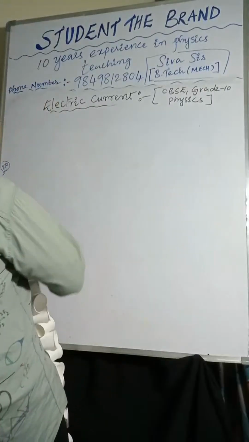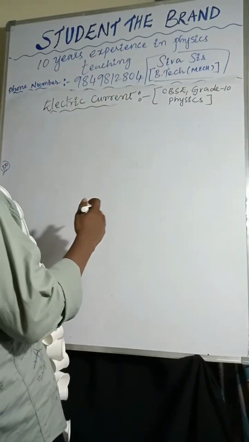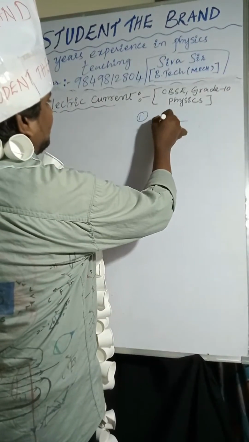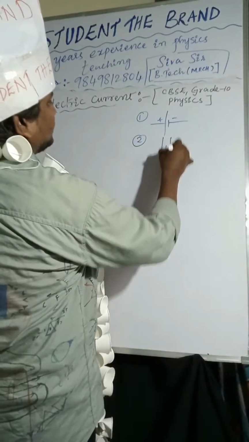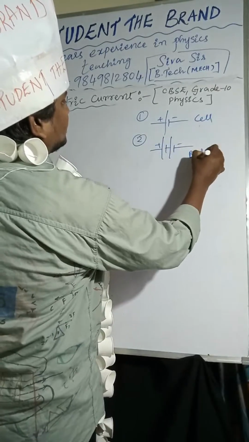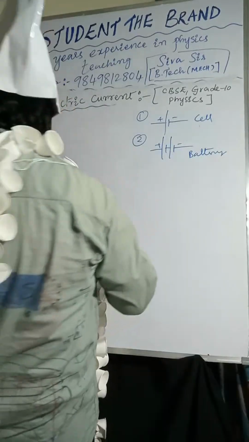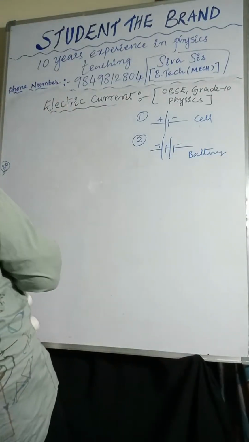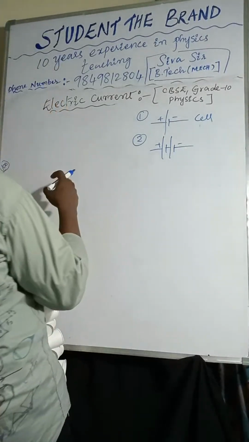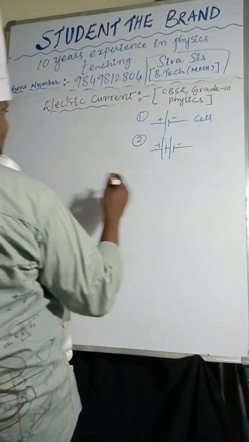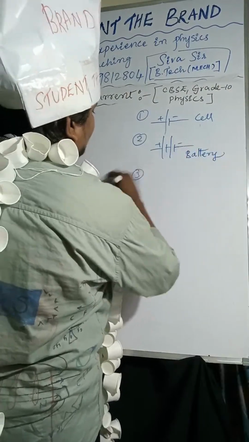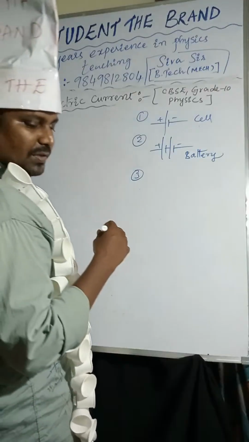Next we will see about electrical appliances. First one is the cell. Second one is the battery, with positive terminal and negative terminal. And the third one, switch.